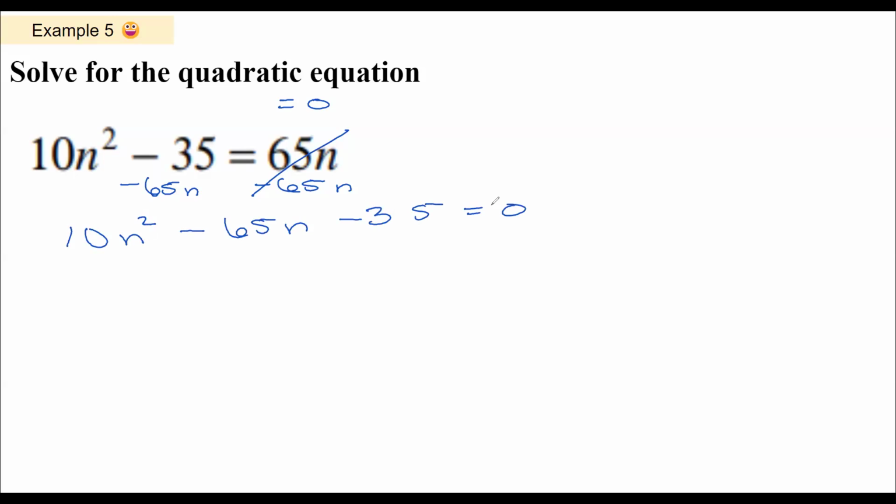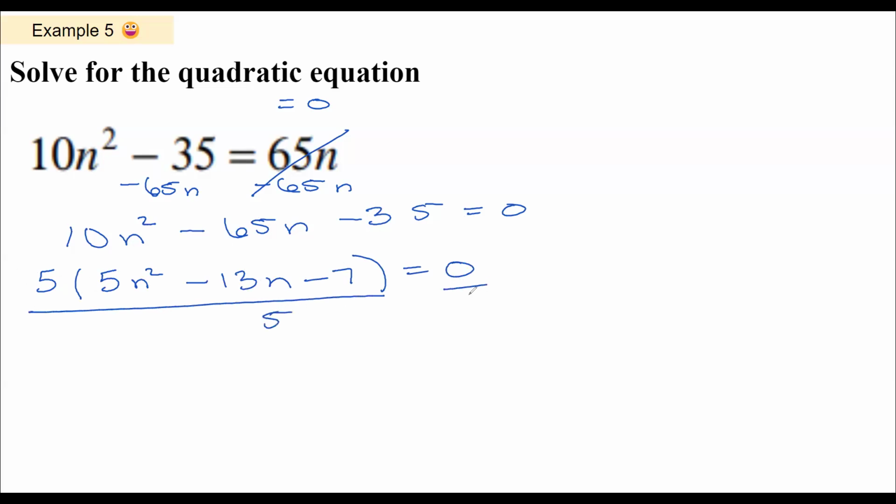Ahora sí. Let's start with GCF. Do we have any GCFs? 5. So let's take out that 5. Do we have any n's? No, we don't have any variables, so it's just 5. So therefore we have 5n squared minus 65 times what is 5? 13, and what times 5 is 35? Negative 7 equals 0. What do we do with this GCF? Divide the entire equation by that value. We're left with 5n squared minus 13n minus 7 equals 0.